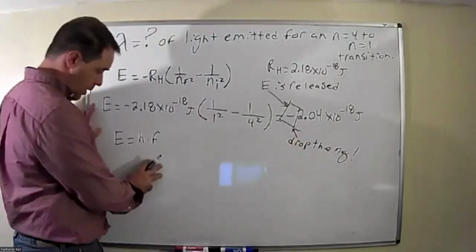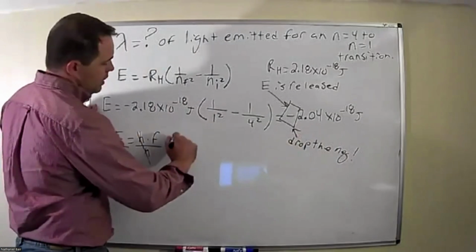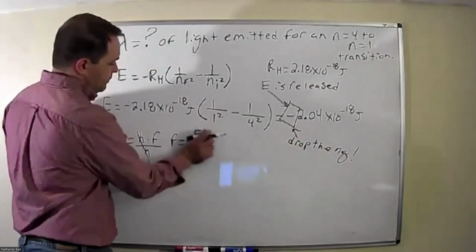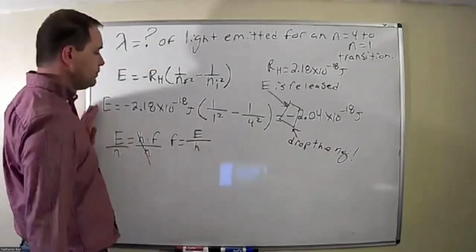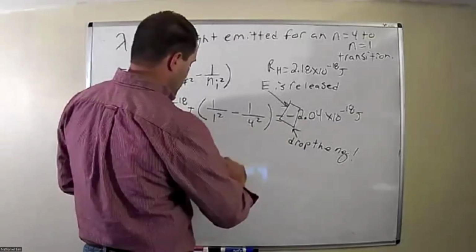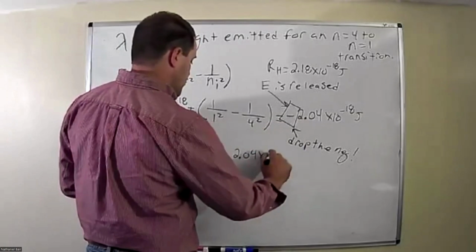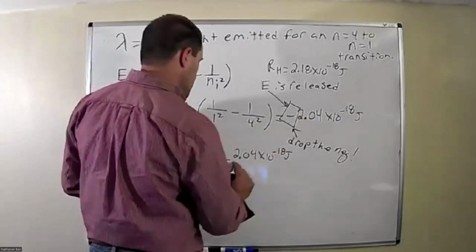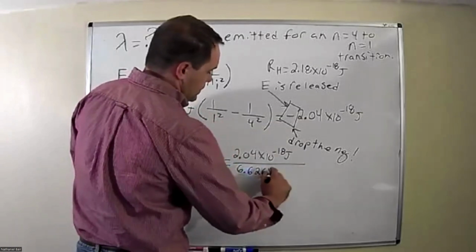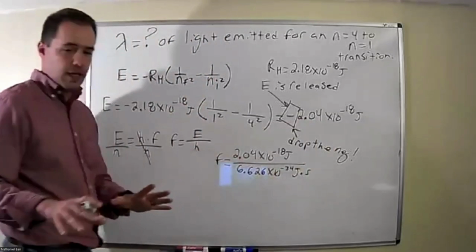So I like to do algebra up front. I'm solving for frequency, so I'm going to divide both sides by h. The frequency is equal to the energy divided by Planck's constant. So let's plug this in as a positive value. The frequency equals positive 2.04 times 10 to the negative 18th joules divided by Planck's constant, that's 6.626 times 10 to the negative 34th joule-seconds. Take a second to catch up.